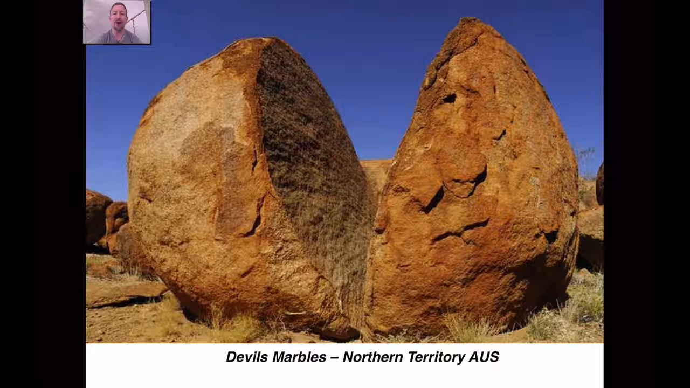Now look at these Devil's Marbles, which are in the Northern Territory of Australia, and you can see that they've been sheared in half. Now no one's come along and smashed them. These are the size of a grown man. So what's happened is that process has occurred, and you can see the crack, and the water has just got into those cracks and split it apart over millions and millions of years.